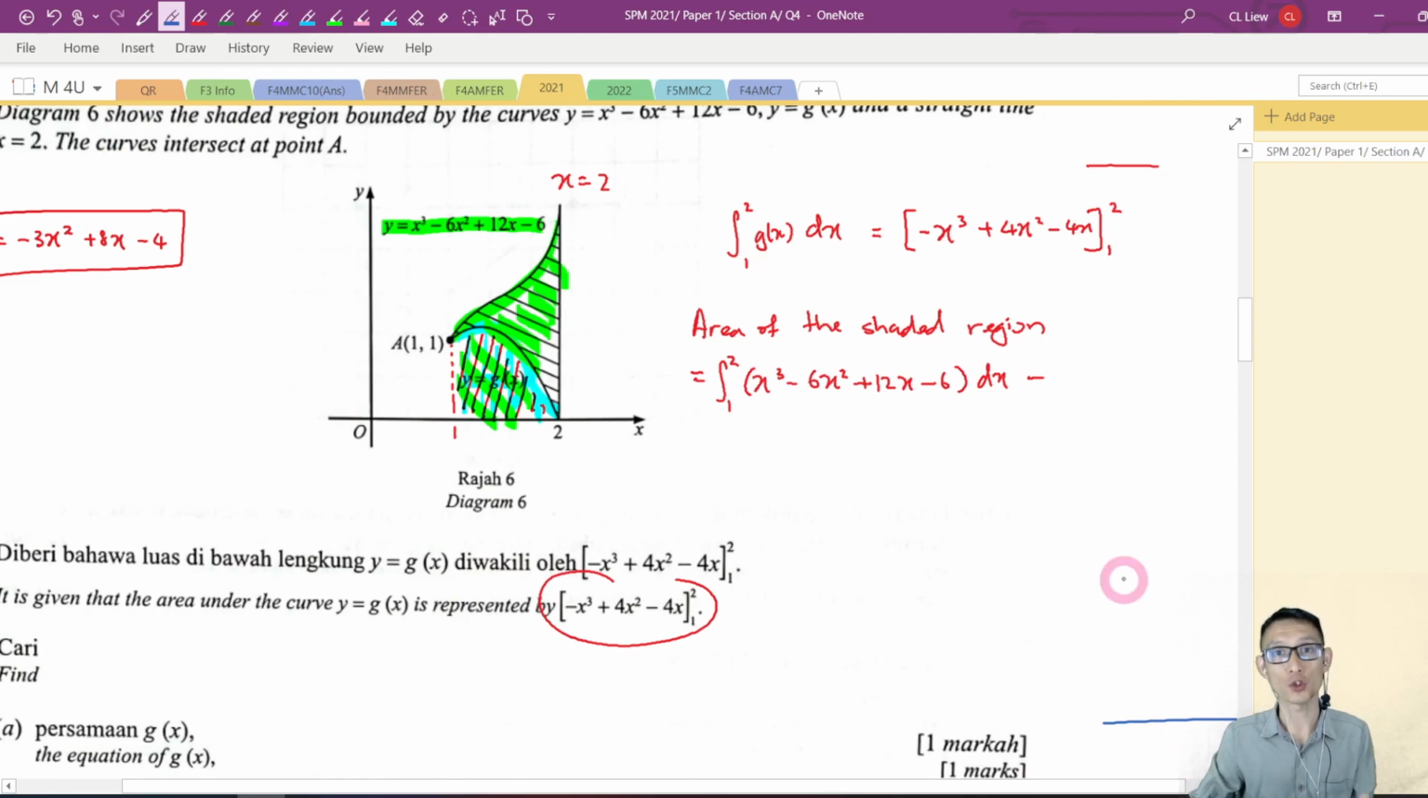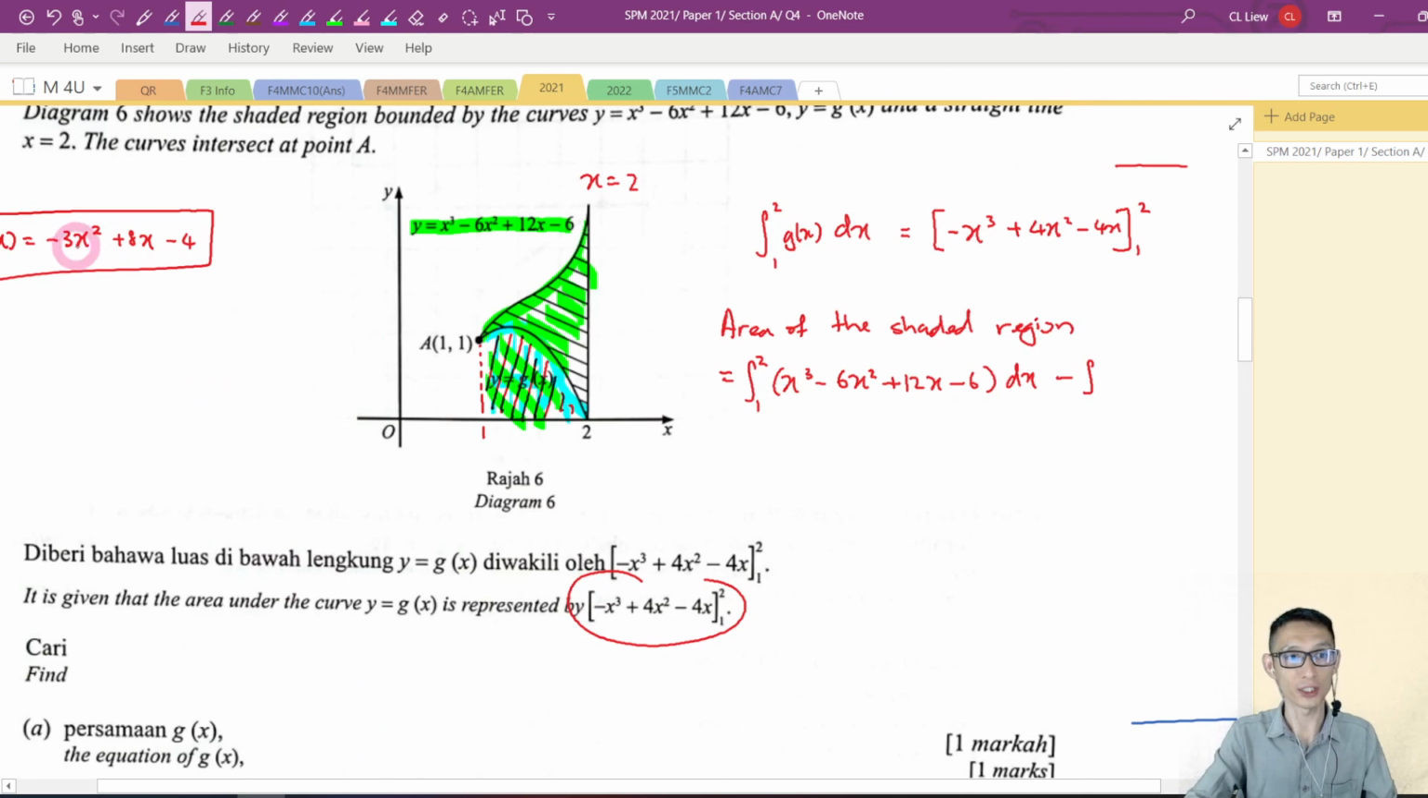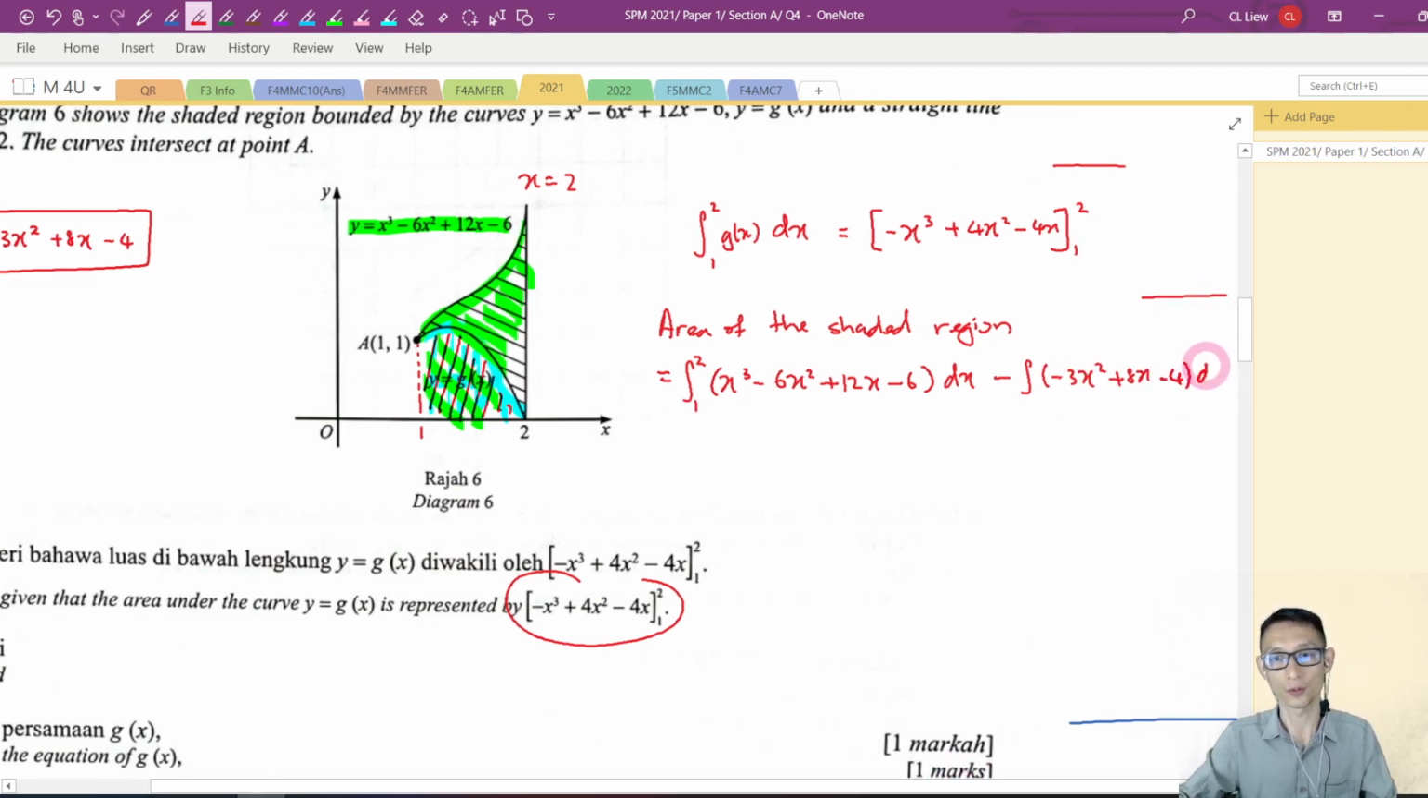So some students want to find them separately. It's up to you. They want to find the area here and find the area here and then take this one minus this one. So here I'm going to show you another method. I'm going to find the area under the curve g of x. So I will be integrating this one, negative 3x squared plus 8x minus 4, with respect to x. Okay, the lower limit and upper limit are still the same.